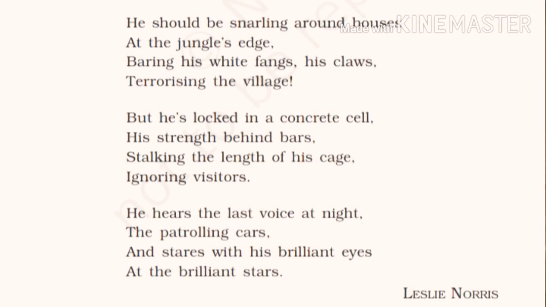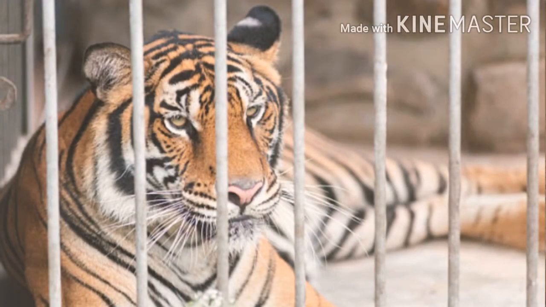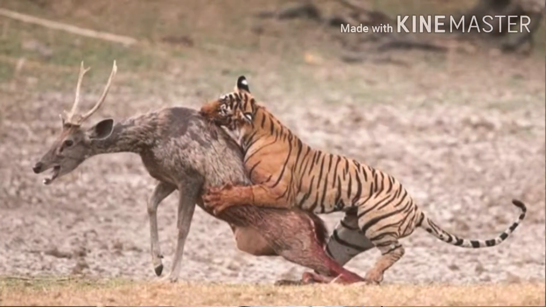Now let's move to the fourth stanza. But he is locked in a concrete cell, his strength behind bars, stalking the length of his cage, ignoring visitors. So in the fourth stanza the poet says, but he is locked in a concrete cell. In spite of having all the abilities to go and hunt any animal present in front of him, the tiger is helpless because he is locked in a concrete cell. I told you earlier, concrete cell refers to the cage. His strength behind bars. Obviously, if he is inside the cage, his strength is also inside the cage because he is helpless. Okay, so he is helpless over here and he is not able to do anything.